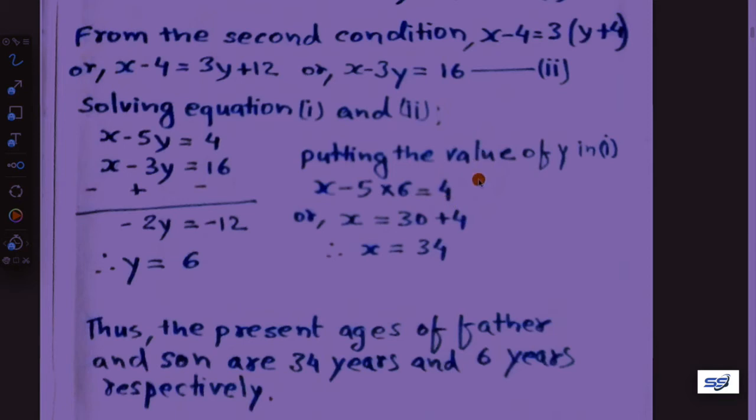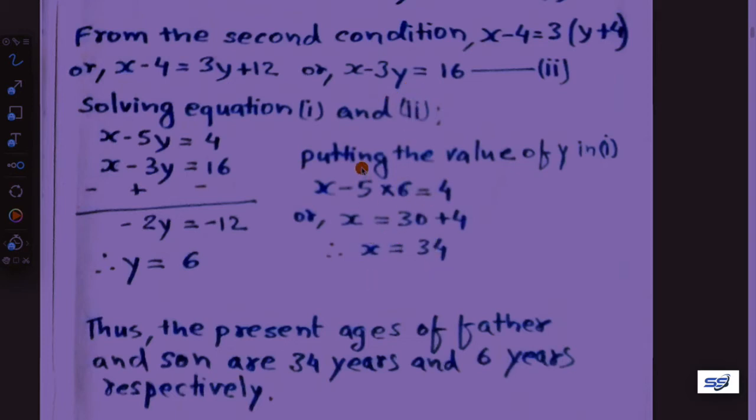We can put it in equation 1 or equation 2, as we need. If we put the value of y in equation 1, it comes x equals 34. And if we put the value of y in equation 2, then again the value of x will be 34. The value of x will be the same.